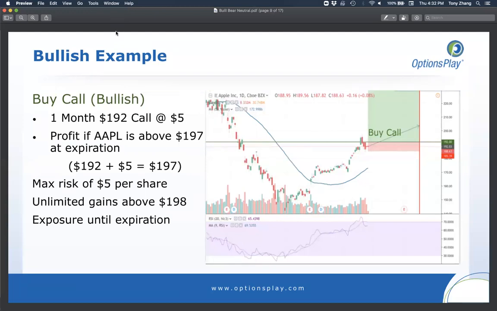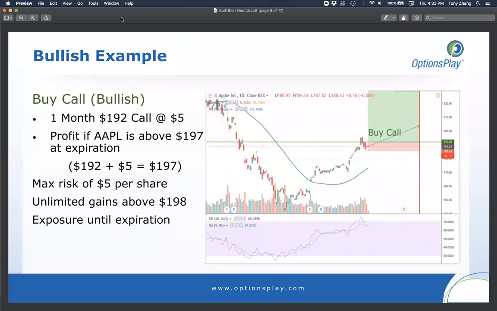So let's say I buy an Apple call option, a 1 month call option, for $5. What that means is that even though I'm bullish on Apple and I think it's going to go higher, I'm actually not just saying that I think it's going to go higher. When I buy that call option, I'm basically saying I believe Apple is going to go up by $5 or more in order for it to be worth my while to buy this call option.